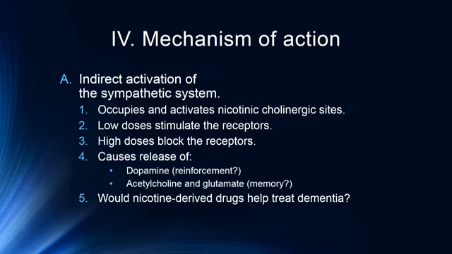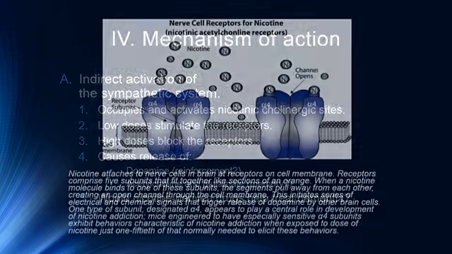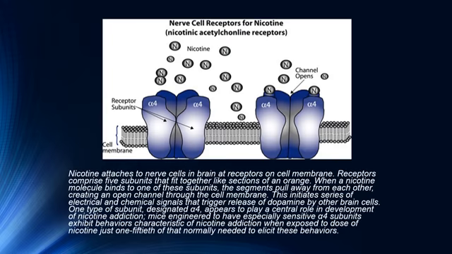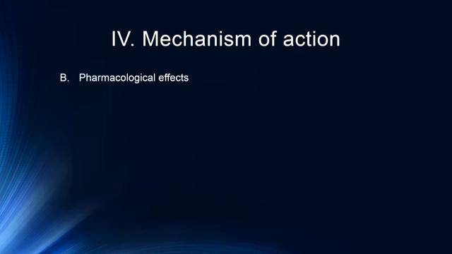So the question is, would nicotine-derived drugs help dementia? Well, there is limited evidence that that has been the case, but there is ongoing research to try to determine whether some sort of neonicotinoid might benefit dementia patients by increasing acetylcholine. So nicotine attaches to nerve cells in the brain at receptors on the cell membrane. If you see, there are nicotinic acetylcholine receptors, they stimulate neurotransmission, so it's entirely possible that you might be able to get some sort of beneficial memory effect from some sort of neonicotinoid.